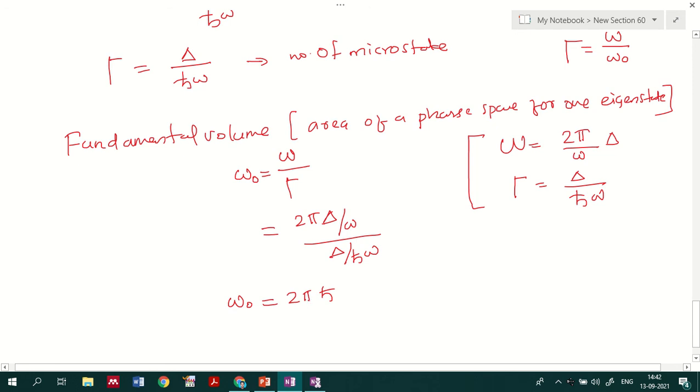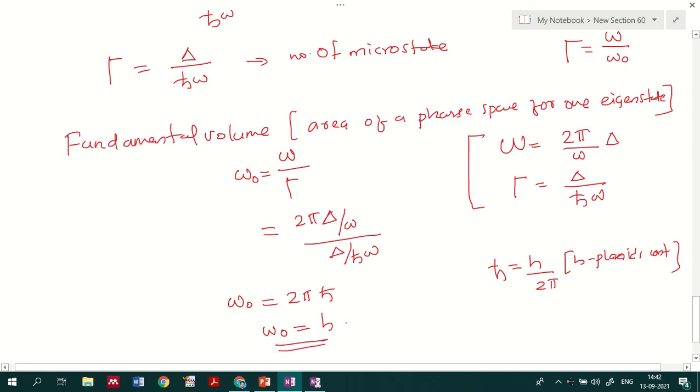So if I say omega 0 equal to 2 pi h cross, we know that h cross means what? H cross is h by 2 pi, right? So h is what? Planck's constant. Okay, so from that representation, if I substitute h cross equal to h by 2 pi, I will be getting omega 0 equal to what? Omega 0 equal to h.